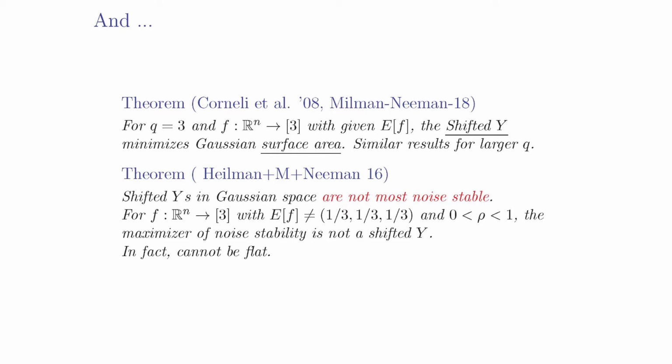Unfortunately, a couple of years before, we proved that the shifted y in Gaussian space are not the most noise stable. So my conjecture, the p-sign conjecture, which doesn't even look like a p-sign, is also false in some sense. And the result that we know is the following. If you have a partition of R^n into 3 parts, and not all 3 parts are exactly 1/3, 1/3, 1/3, then the maximizer of the noise stability is not a shifted y. It doesn't look like a p-sign. It doesn't look like a shifted p-sign. And in fact, it cannot be flat. It cannot be that all parts of the partition are hyperplanes. It has to have curvature.